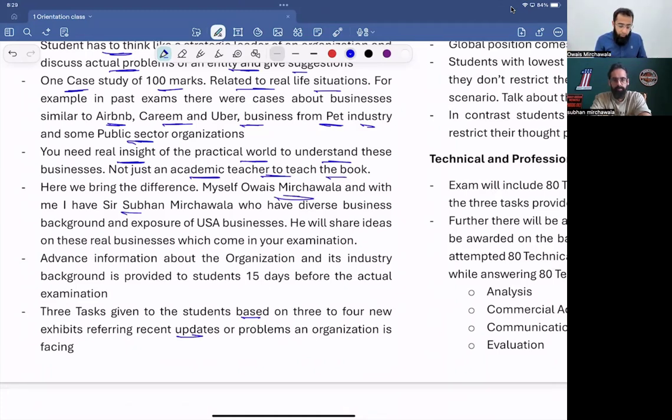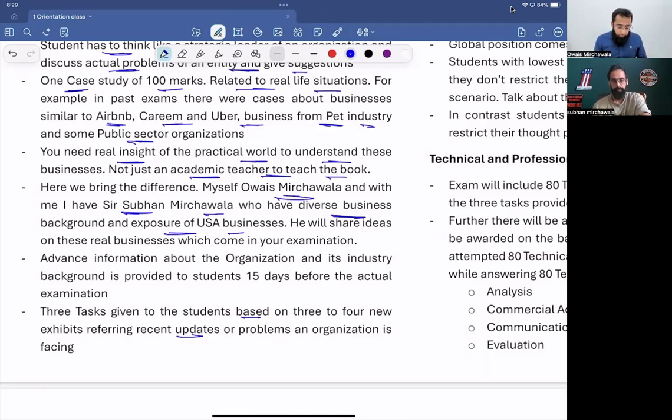So now here is our combo: myself, as I told, Owais Mirchawala and Sir Subhan, with diverse business knowledge and business exposure of the US market. You know that the examiner is normally of the Western market, Europe, US, that side. He's not a Pakistani or an Indian or from Nepal or from GCC. He's from that Western side, so normally the cases he picks are from that side only. If you live in that region and explore those businesses, you can obviously feel them. But if you don't live there, you need teachers like us who make you understand that, who make you explore that business segment.